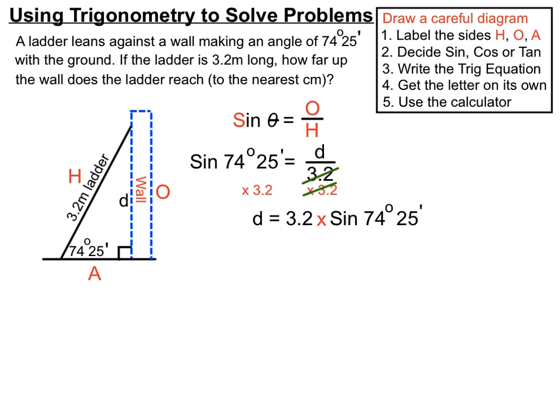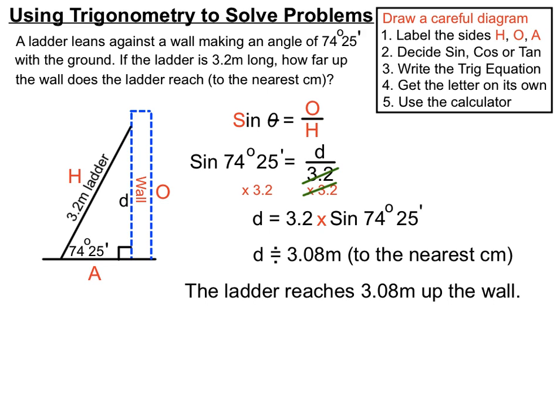And we'll type that into our calculator carefully, and we'll get that the distance up the wall that the ladder reaches is 3.08 meters, and we'll just check how they want us to round that off carefully. So not much different there. We've just got ladders and walls that in the end create a right angle triangle, and we just solve our problem as if we're just finding the side of a right angle triangle that we don't know about.